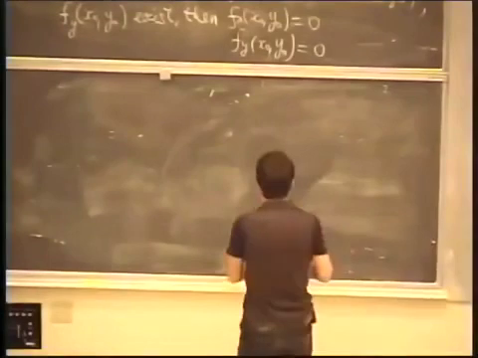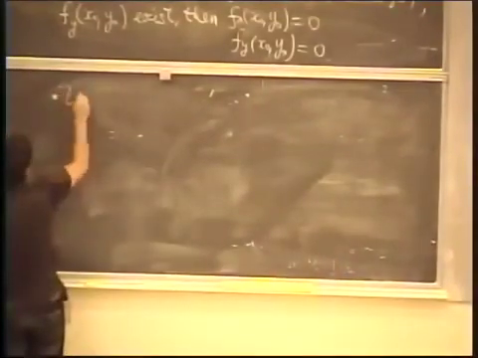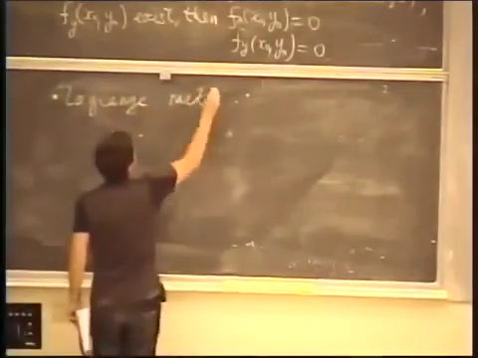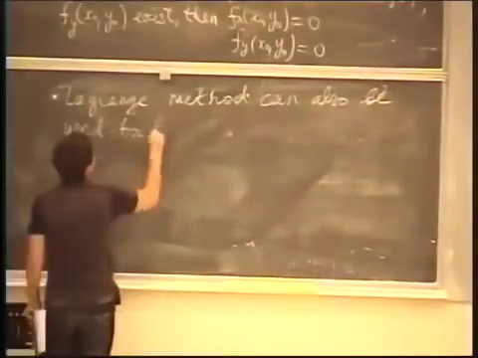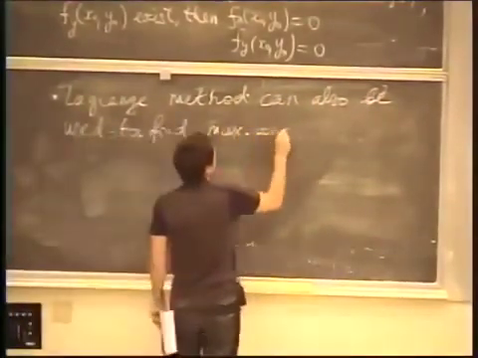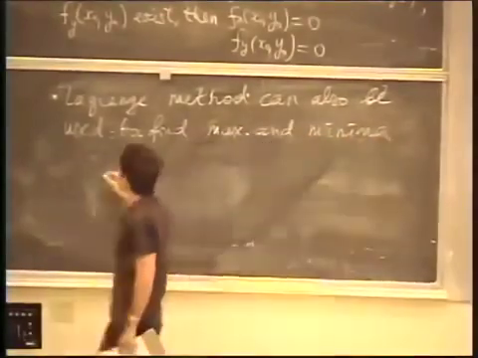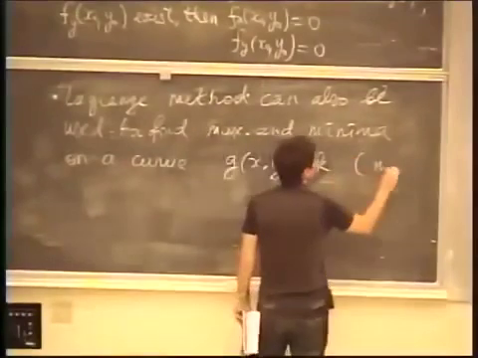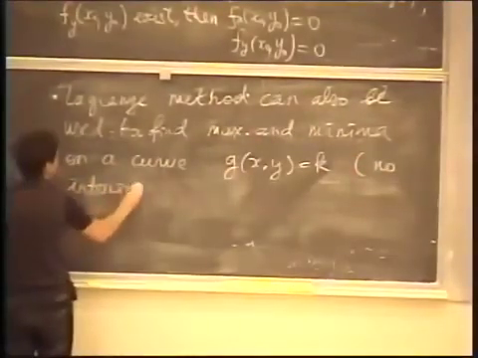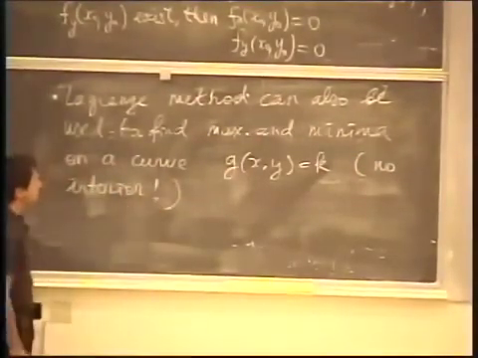Now, in all of this discussion, I assumed, so maybe I'll write it, Lagrange method can also be used to find maxima and minima on a curve like this, g of x y equals k. So in this case there's no interior, so you don't have to do the partial derivatives on the interior and so on. Just apply Lagrange method to this.